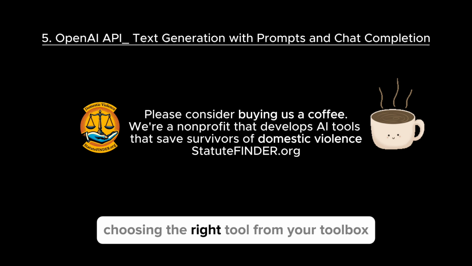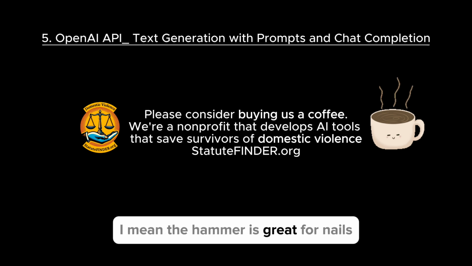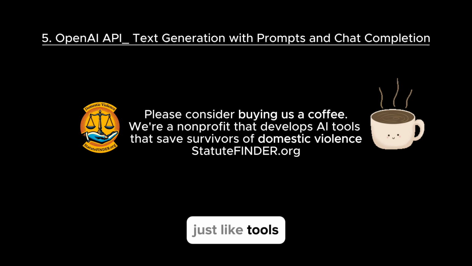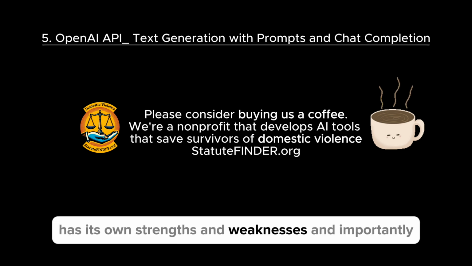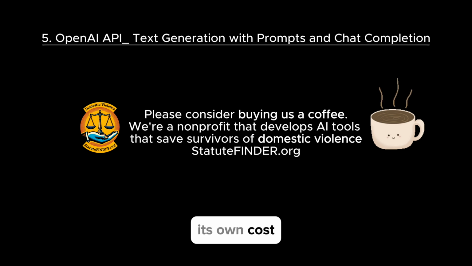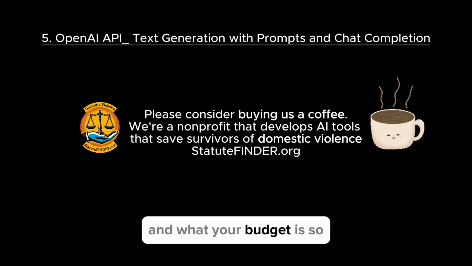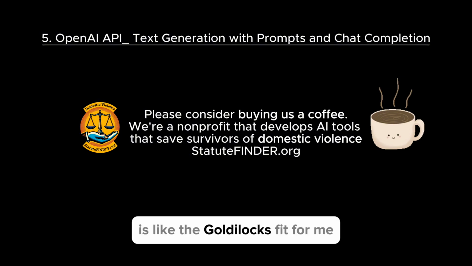It's just like choosing the right tool from your toolbox. I mean, the hammer is great for nails, but not so much for screws, right? Right. So each OpenAI model, just like tools, has its own strengths and weaknesses, and importantly, its own cost. So you need to consider what you're trying to achieve and what your budget is. So how do I figure out which model is like the Goldilocks fit for me?